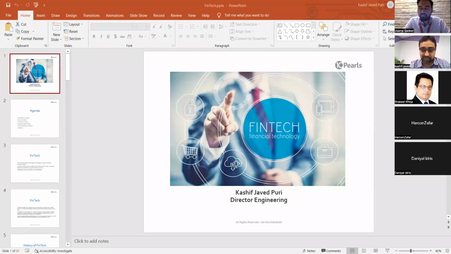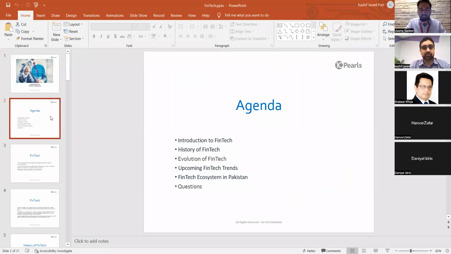So let's move further and see the agenda which we are covering today. We'll start with the introduction to financial technology, see what financial technology is, why we call it financial technology. I would request everyone in our audience to please mute their mics so that our guest speaker can talk clearly. Then we'll see some of the history of financial technology and how it evolved over the period of time. Then we'll touch upon some of the upcoming trends in financial technology. And at the end, we'll see the future of financial technology in Pakistan and what is currently being worked upon in this particular industry. At the end, we'll have a question and answer session as well. But if you have any question in between, please feel free to interrupt me. I would like to have an interactive session.